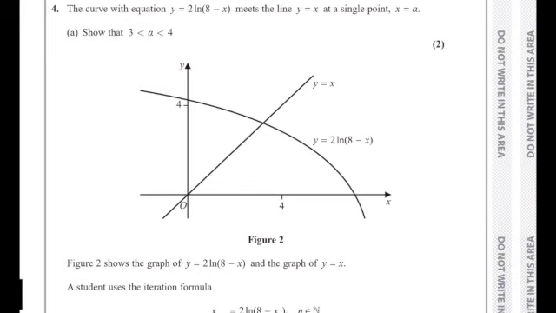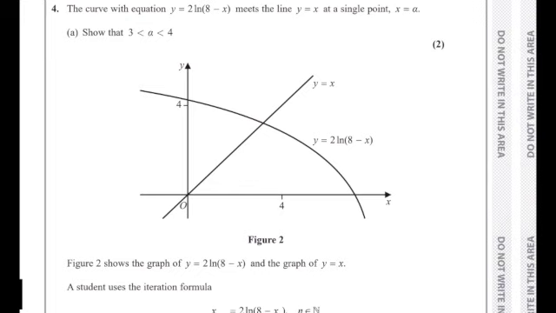Okay, looking at this question, we've got this curve, y equals 2 ln(8 minus x), which meets the line y equals x at a single point x equals alpha, and we can see that alpha is slightly before 4 and should be above 3 apparently.